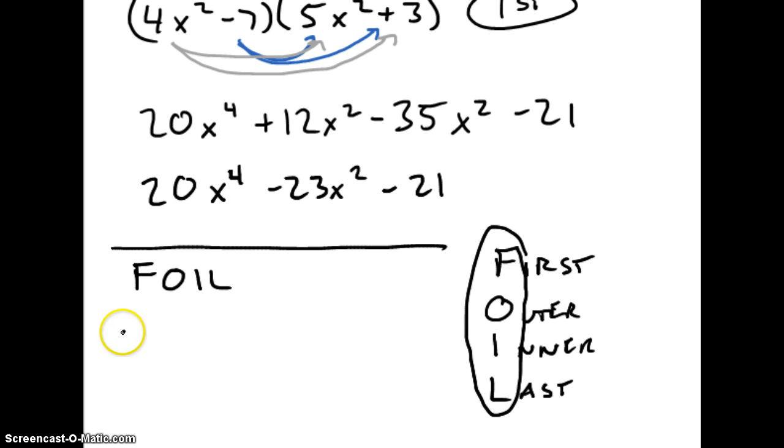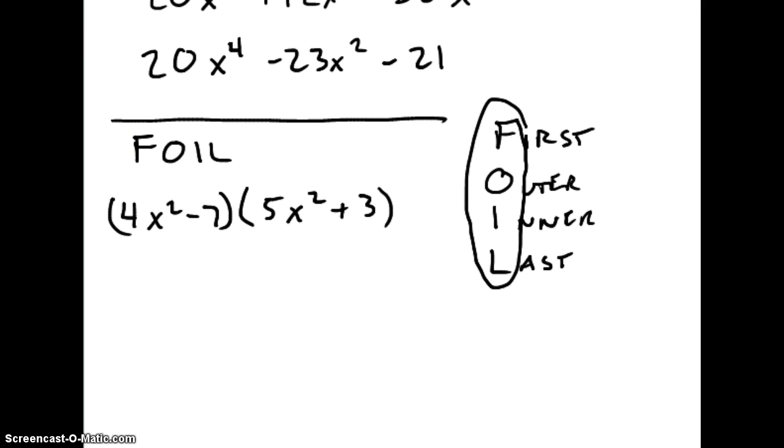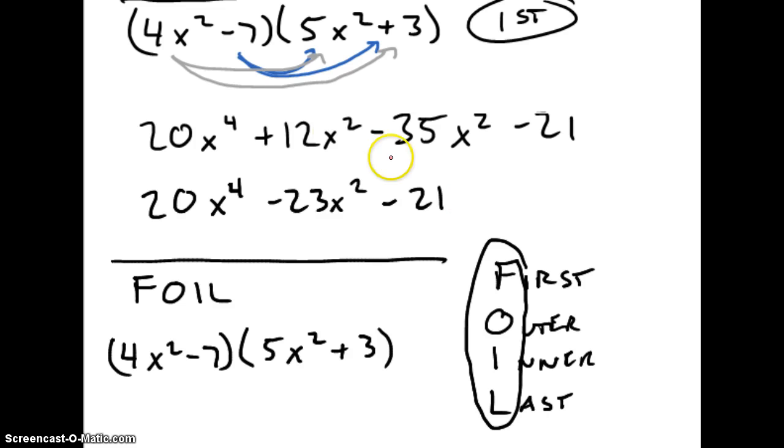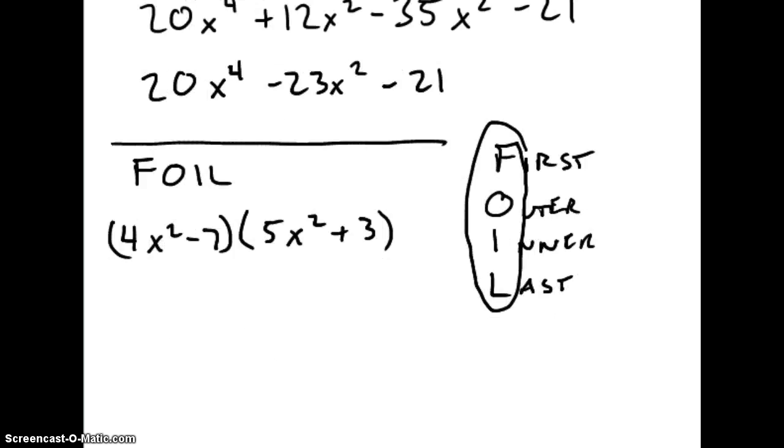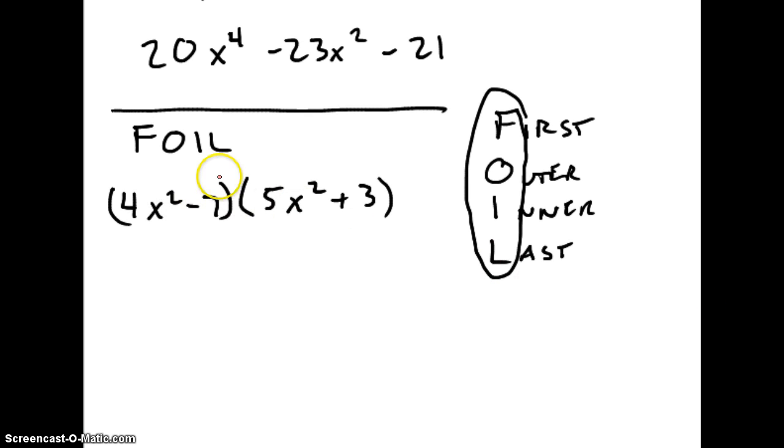And let me copy this down again. 4x squared minus 7 times 5x squared plus 3. It helps me to remember to keep track of my terms. So this is a lot of arrows here and I might get confused. If I have a binomial times another binomial, I need to make sure that I end up with 4 terms at the very end. And this is going to help me. FOIL has 4 letters. It tells me exactly what to do.